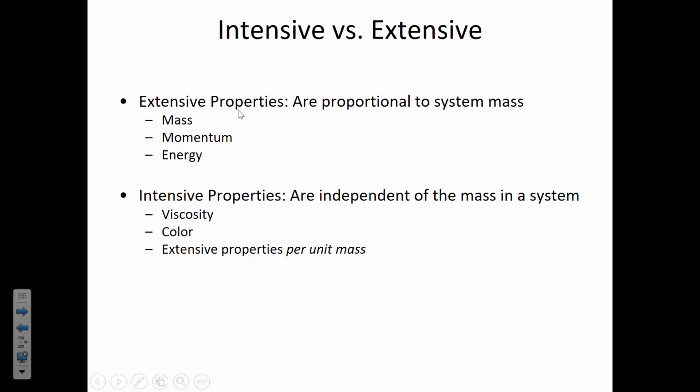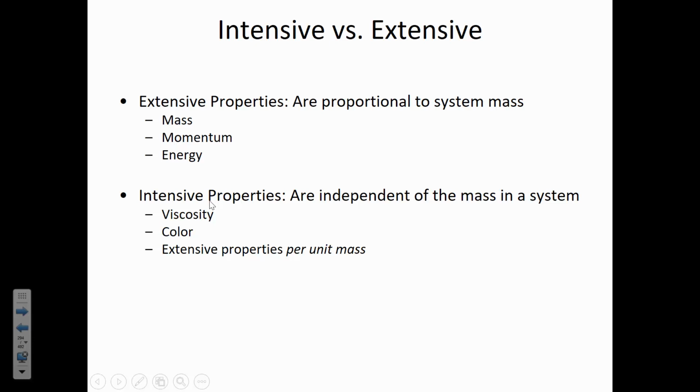But then there are some properties of a fluid that don't depend on how much fluid mass there is. So the viscosity of a fluid isn't dependent on how much of it you have, nor is the color. If you take one of these extensive properties and describe them in terms of per unit mass, then that makes them intensive properties.